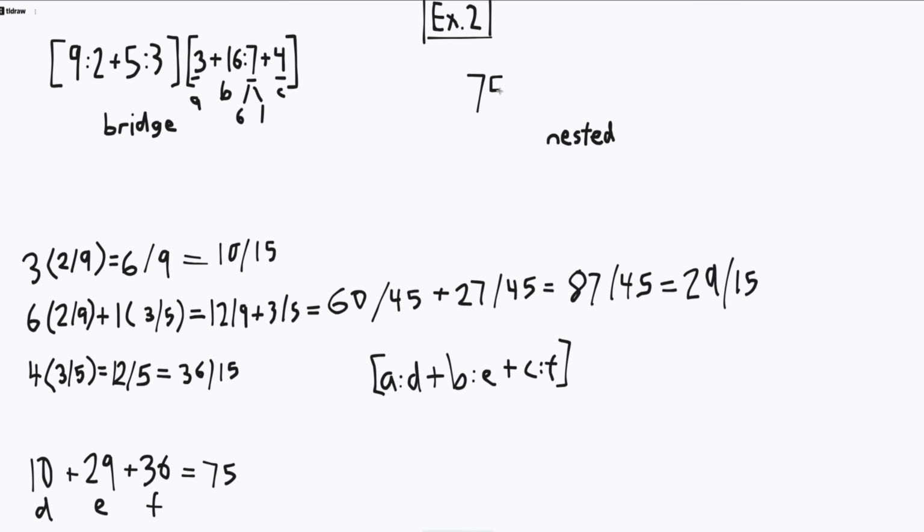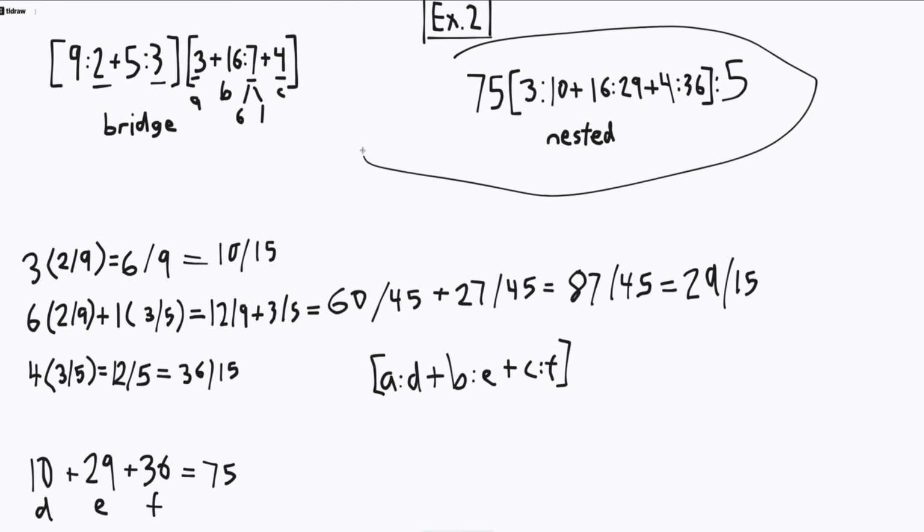So it'll be a 75 tuplet with 3 against 10 plus 16 against 29 plus 4 against 36. This whole tuplet will be against 2 plus 3, which will be 5.